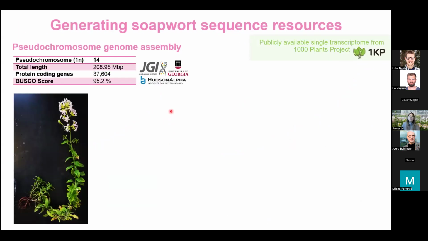At the beginning of the project, there wasn't much publicly available sequence data, except for a single transcriptome from the 1KP project. And we wanted a more comprehensive sequence resource. So we generated a pseudochromosome genome assembly together with our collaborators in the States. Anyways, it's 2 gigabases, so it's quite a big genome.